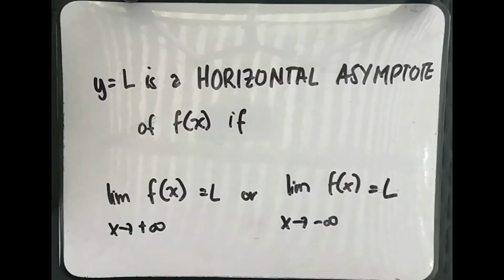So in the previous lessons, napag-aralan natin yung mga limit laws, and we know that it can only be applied whenever the limits of each component exist. And you also learned about the horizontal asymptotes of a function, that is, y is equal to L is a horizontal asymptote of f of x if either the limit of f of x as x approaches positive infinity is equal to L, or the limit of f of x as x approaches negative infinity is equal to L.